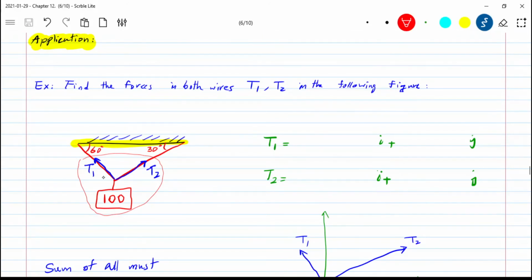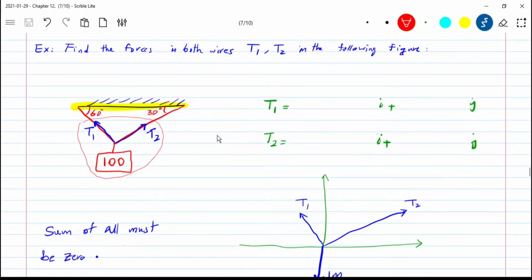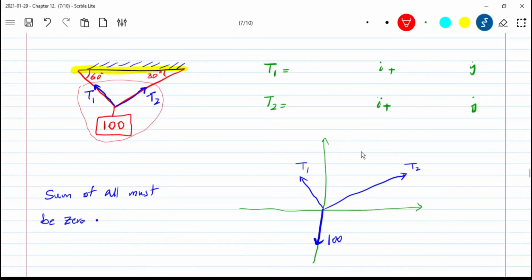So here, first let's look at the vectors T1 and T2. We want to figure out what the vectors are. So I drew this picture in the x and y plane. So here is the x, here is the y. One thing to mention is that if you draw the x and y here, it's easier to see.